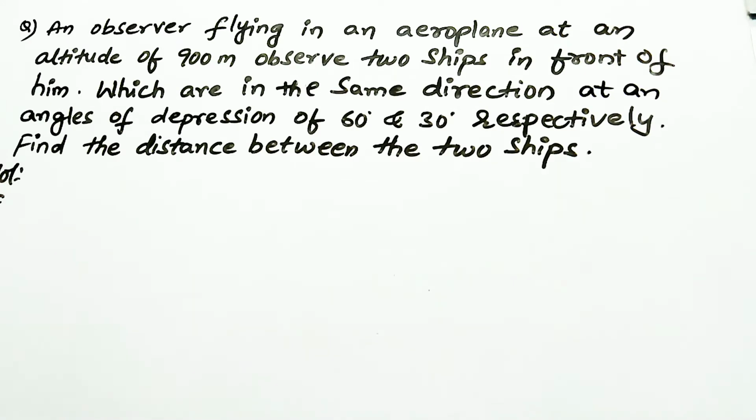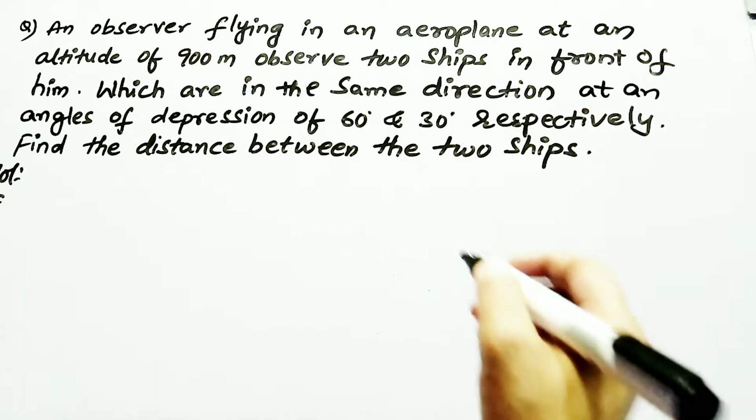An observer flying in an aeroplane at an altitude of 900 meter observed two ships in front of him which are in the same direction at angles of depression of 60 degree and 30 degree respectively. Find the distance between the two ships. It is a depression, means you are looking down.